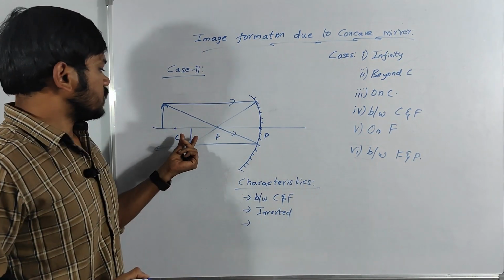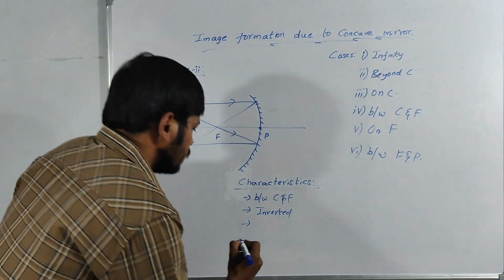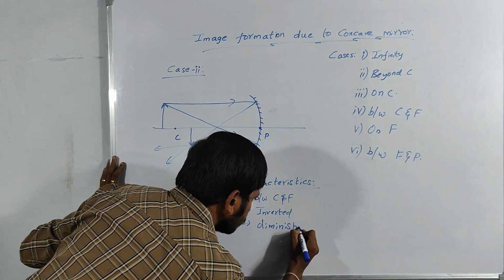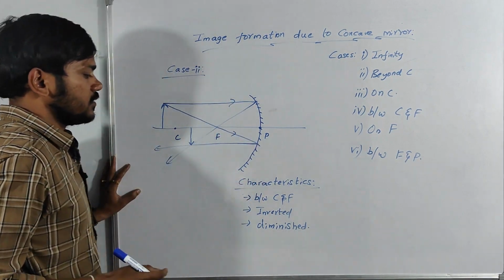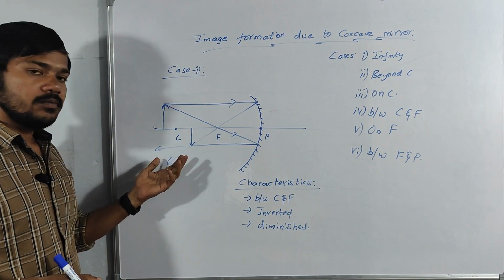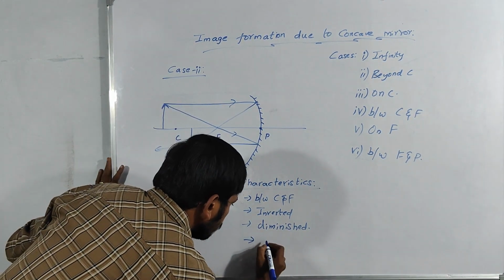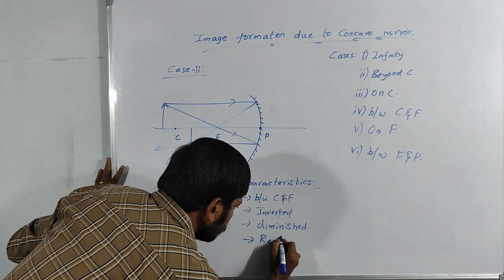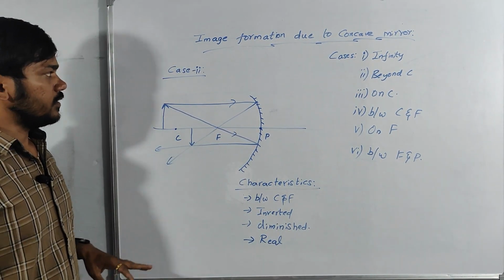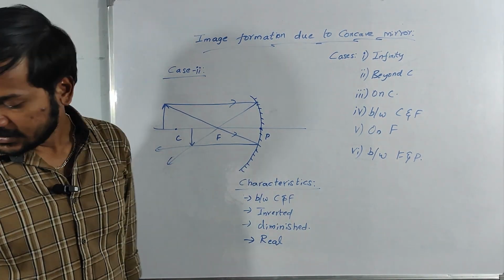Now what about the size of the image? It is smaller compared to the object. The technical word used here is diminished. Is it real or virtual? Real, because the real reflected rays are forming the image. So this is real. Okay, this is about the case 2 image formation.